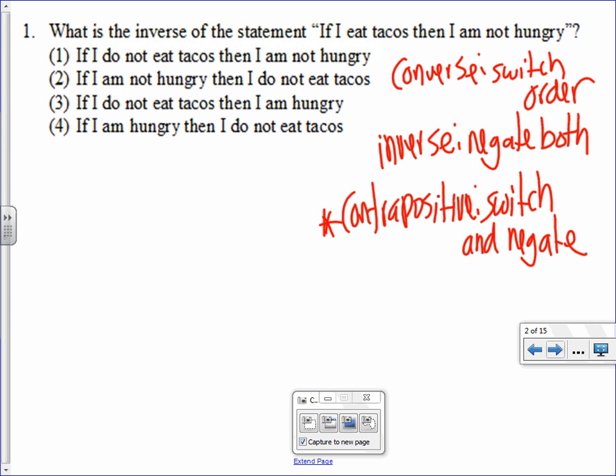This one's asking for the inverse. Inverse, you negate both. If I eat tacos becomes if I do not eat tacos. I am not hungry becomes I am hungry. If I do not eat tacos, then I am hungry. Choice 3.